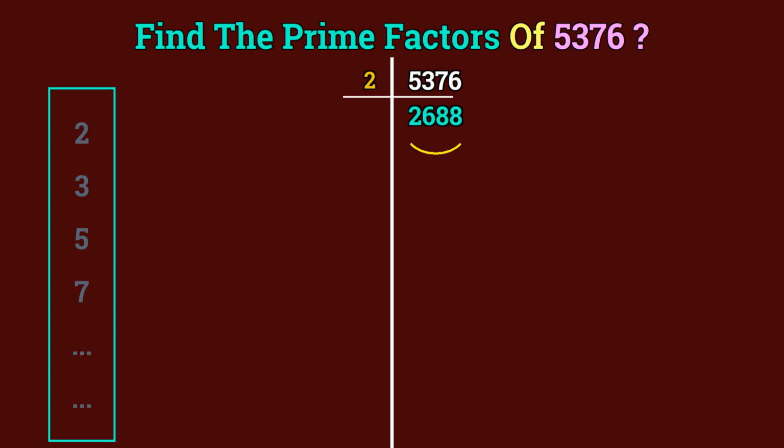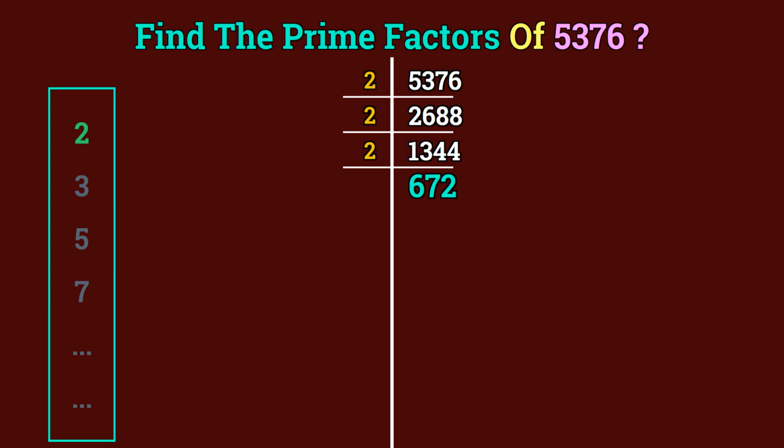Dividing 2688 by 2, which equals 1344. So 2688 divided by 2 equals 1344. Dividing 1344 by 2, which equals 672. So 1344 divided by 2 equals 672.